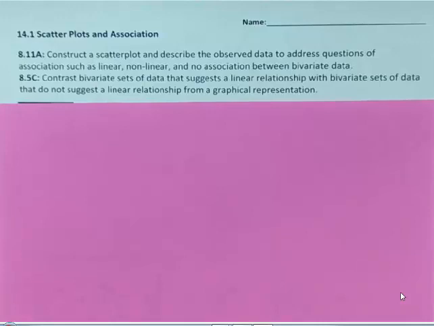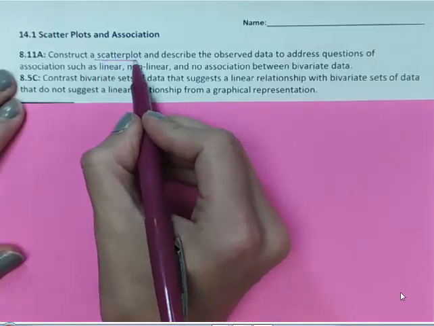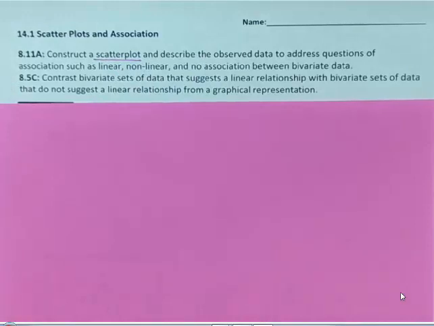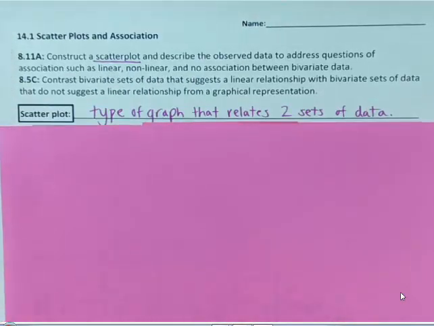Okay, first of all, the word scatter plot is what this lesson is all about. A scatter plot is just a type of graph that relates two sets of data. You know of many other types of graphs. This is just another one to add to the list. It's a type of graph that relates two sets of data.